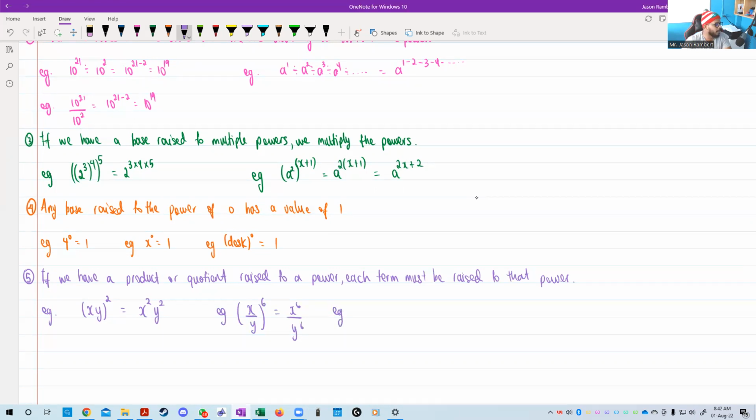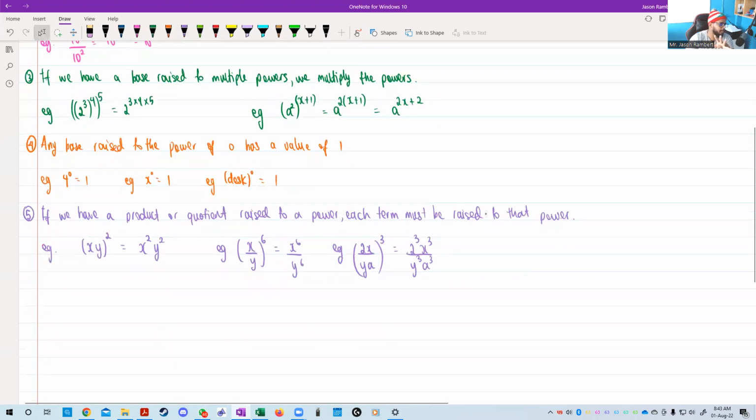Sometimes we have both a product and a quotient in an indices question. 2x over y a, raised to the power of 3. Everything must be raised to that power. 2 cubed x cubed over y cubed a cubed. Yeah? Make sense?